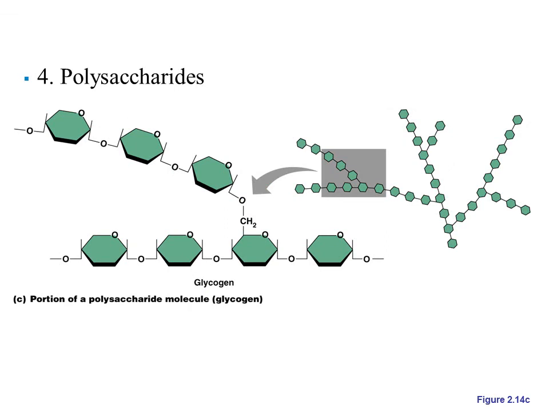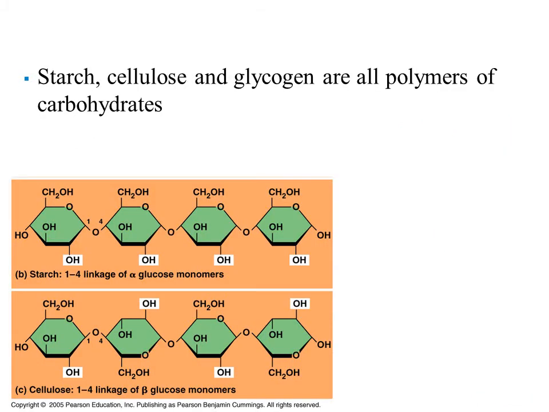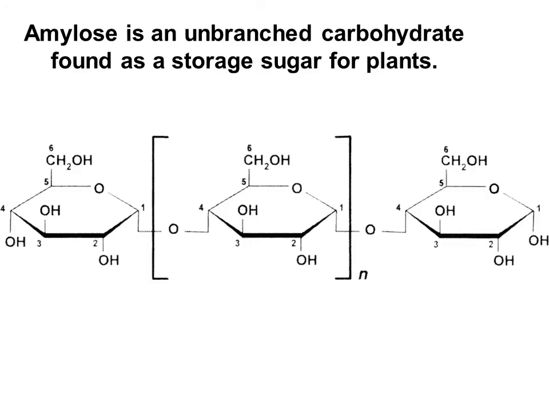The fourth type that we will discuss is a polysaccharide. Polysaccharide means many sugars linked together. In this image, we're looking at glycogen. These are all examples of a complex carbohydrate. They are also called polysaccharides: starch, cellulose, and glycogen. The first type we will discuss is starch.